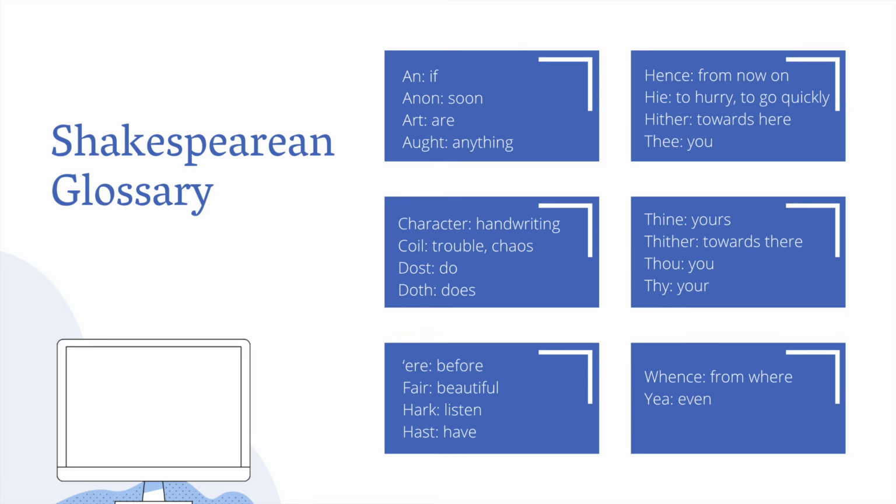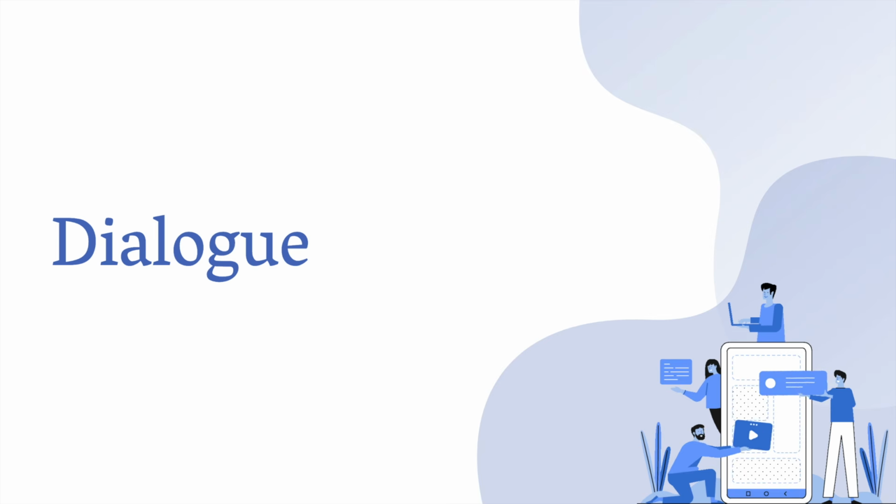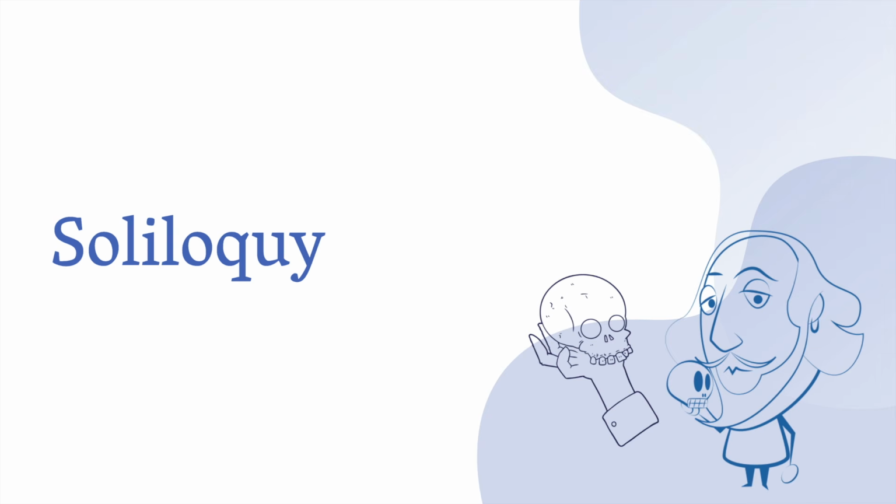Now, be attentive for these words, as they are frequently used in Shakespeare's plays, but no longer exist or have a different meaning in modern English. Here are some Shakespearean literary terms. A monologue is when a character speaks alone. A dialogue is a conversation between characters. A soliloquy is a monologue with the purpose of letting the audience know how the character feels.